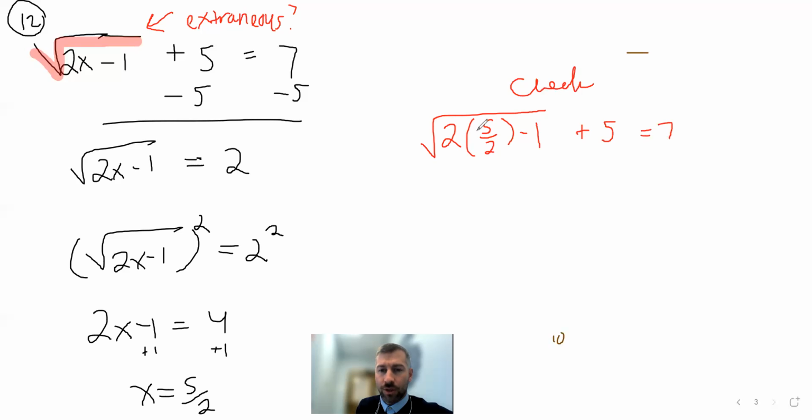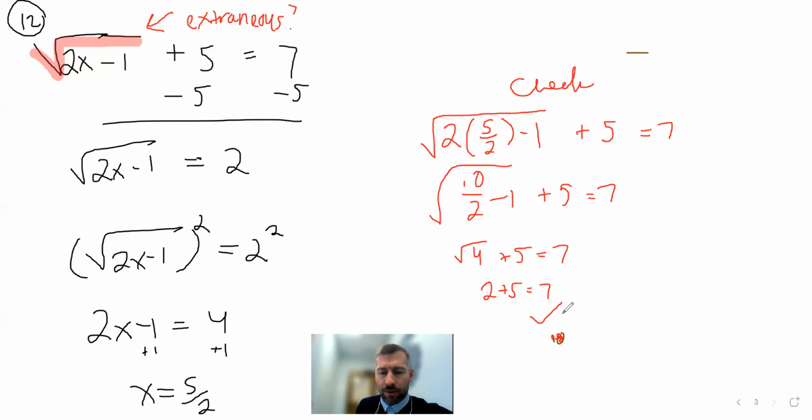All right, now let's just do this real quick. This is going to give us 10 over 2 minus 1. That's inside. The 5 is not. Equals 7. We want to get 7 over here. I'm going to do some math in my head. 10 divided by 2 is 5. 5 minus 1 is 4. That gives me 2. Is 2 plus 5 equal to 7? Of course it is. Sorry about that little scribble there.